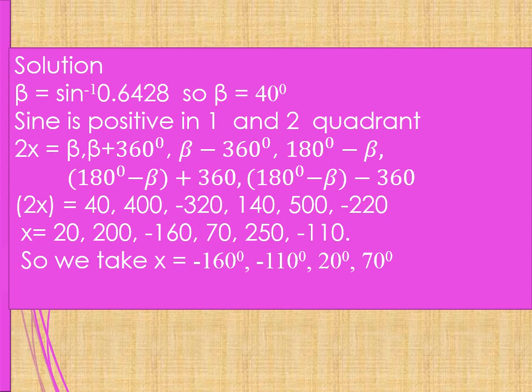When we replace beta with 40 degrees, we are going to get 2x as 40, 400, negative 320, 140, 500, and negative 220. And then when we divide all through by 2, we are going to get x as 20, 200, negative 160, 70, 250, and negative 110. So for the range that is given to us, we are going to get x as negative 160, negative 110, 20, and 70 degrees.